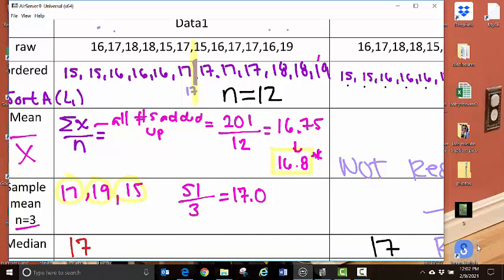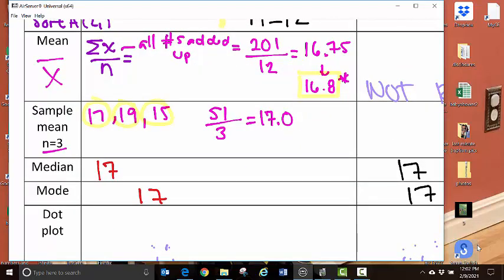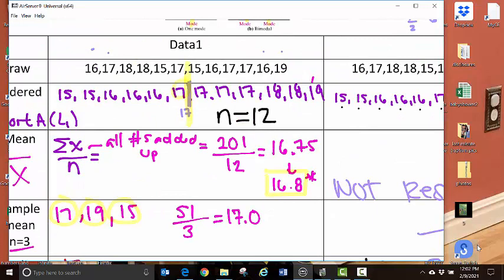Okay, well, what's in between 17 and 17? 17. The mode is 17. It's the number that shows up the most. 1, 2, 3, 4 times. Let's see how many 16s are there. 3, and 2 18s. So that's why it's the mode.